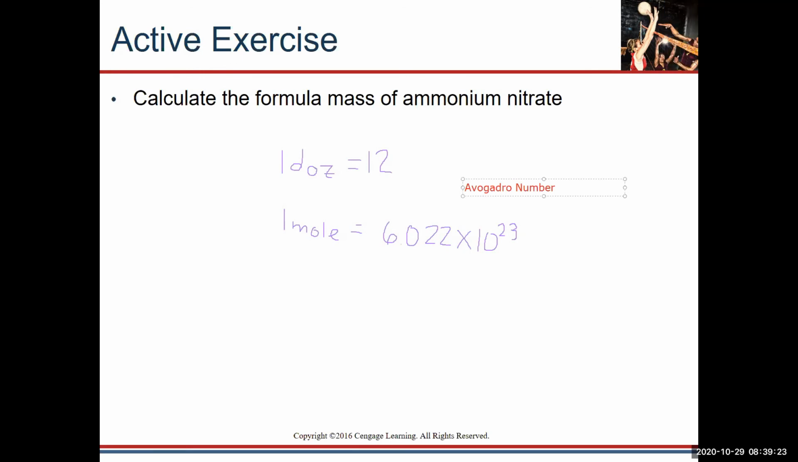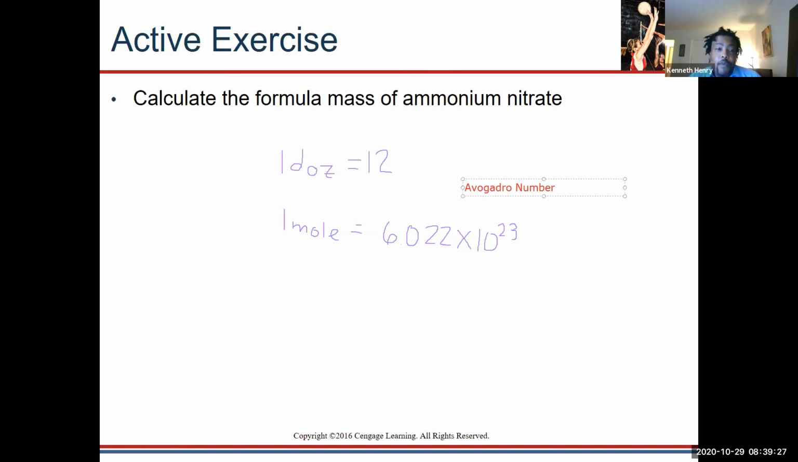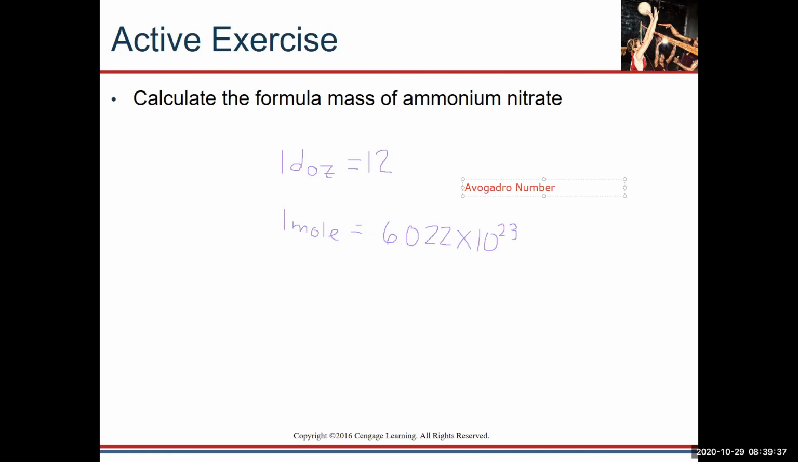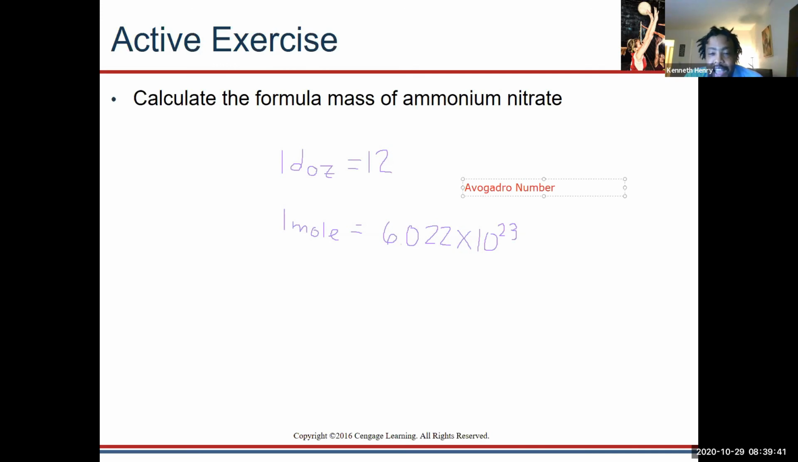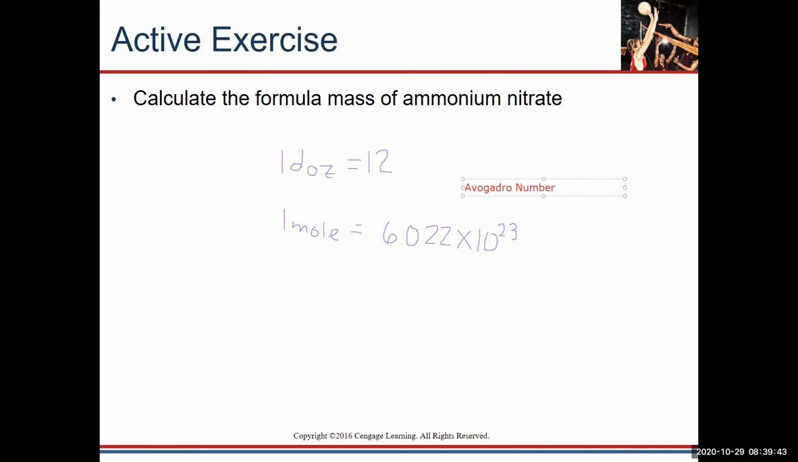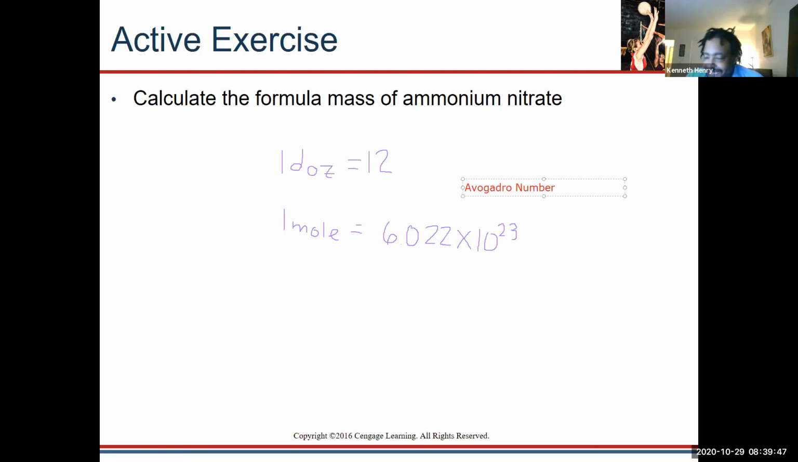6.02 times 10 to the 23rd. Okay. So if I have a mole of girlfriends, I'm going to have a mole of problems. How many problems am I going to have? A mole of them. Unless there's an actual scientific calculation to figure that out. If I have a mole of problems, then how many problems will I have?